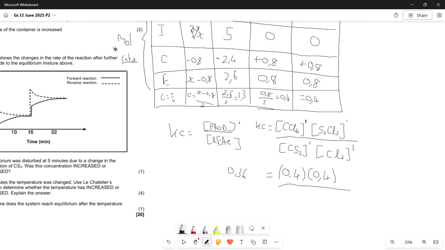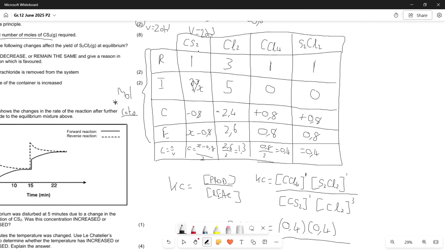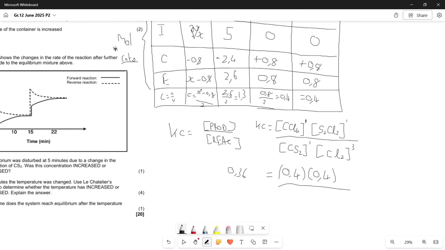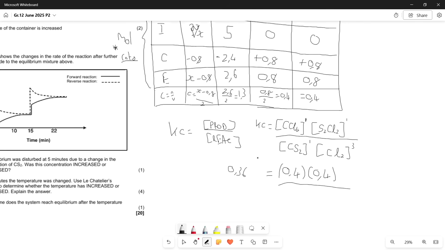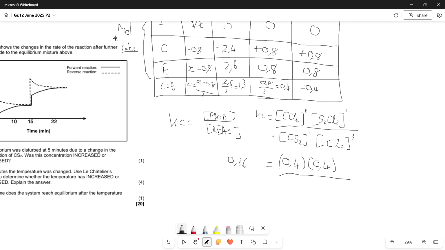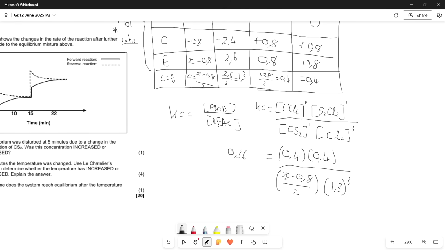And then for the CS2 over here, we have our concentration as x minus 0.8 over 2. So we can either rewrite CS2 and then isolate this later, or we can substitute this in so long. So that means we have x minus 0.8 over 2. That is the concentration in terms of x for our CS2. And then our Cl2 is 1,3 to the power of 3. We're just going to go ahead and solve for x.